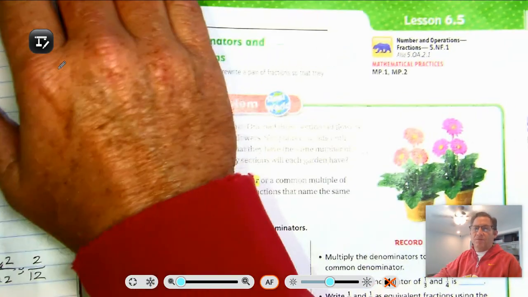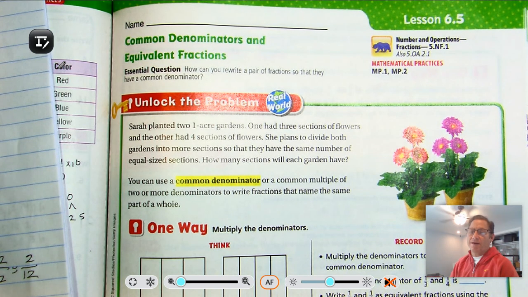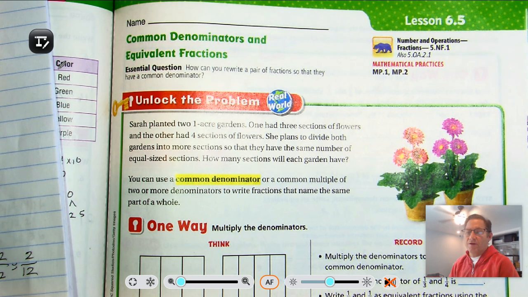Hello, everybody. So today we're going to continue with lesson 6.5, finding common denominators and equivalent fractions. We're on page 269 of the fifth grade Go Math textbook. And the essential question you should be able to answer by the end of the lesson is, how can you rewrite a pair of fractions so that they have a common denominator?